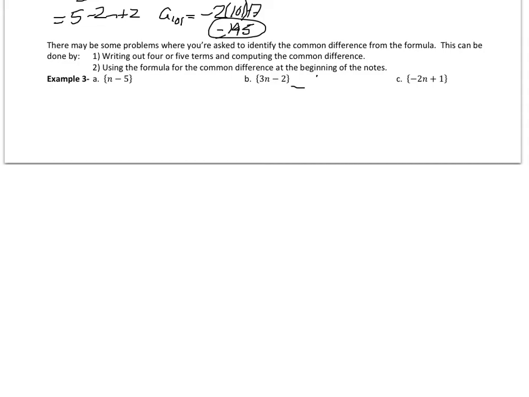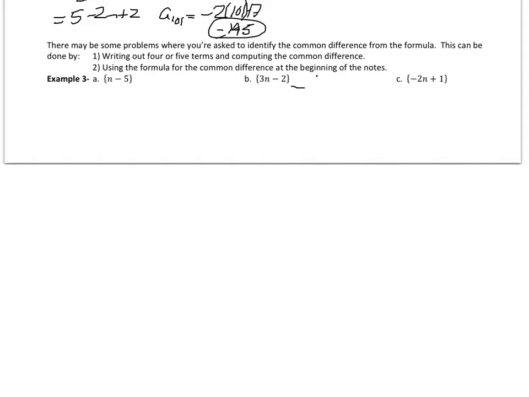Now there may be some problems where you're asked to identify the common difference from the formula. This can be done by one, writing out the first 4 or 5 terms and then figuring out what the difference is, or two, using the formula for the common difference at the beginning of the notes. Frankly, usually writing out the first 4 or 5 terms is probably the easiest way to handle this.